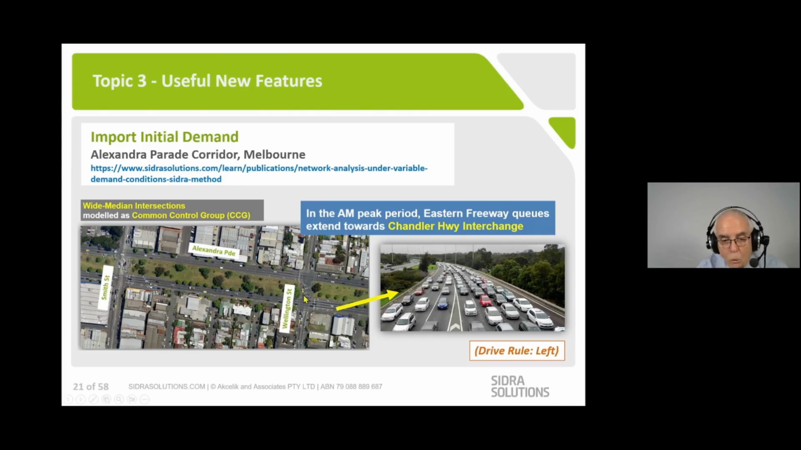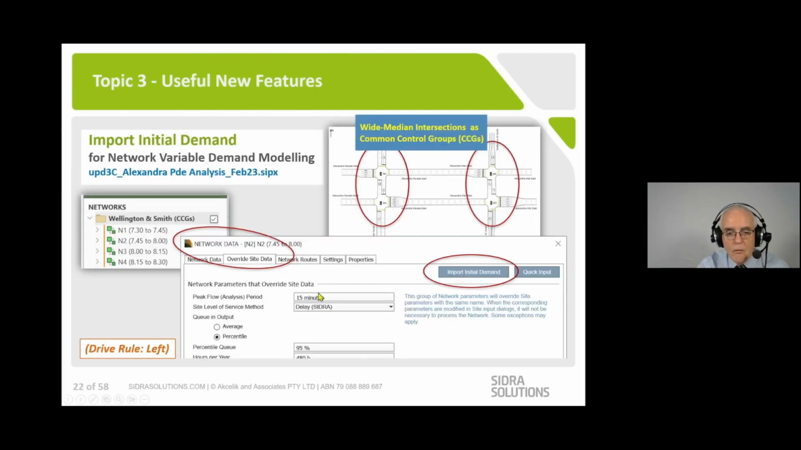Because these have a wide median, we've actually modelled them in SIDRA as what we call a common control group. So they're two separate sites with a short connection run by the same signal controller. So one signal controller runs what we're modelling as two sites in SIDRA here. So essentially one facility at Wellington and at Smith Street. Now let's move down a little bit and think about what we need to do in terms of modelling something like this.